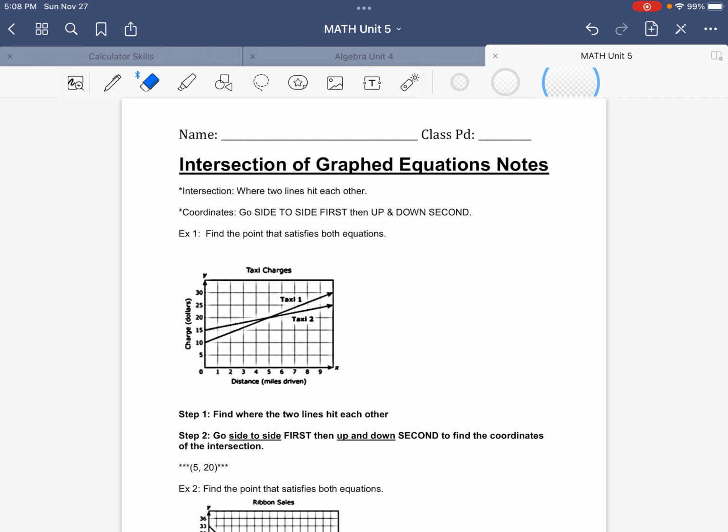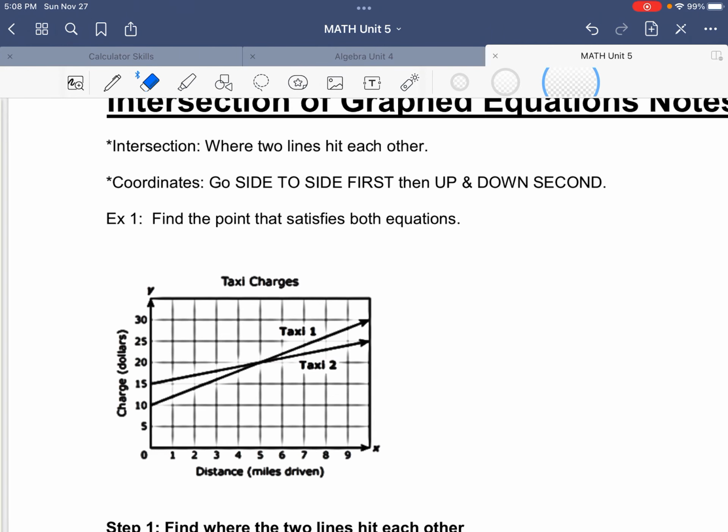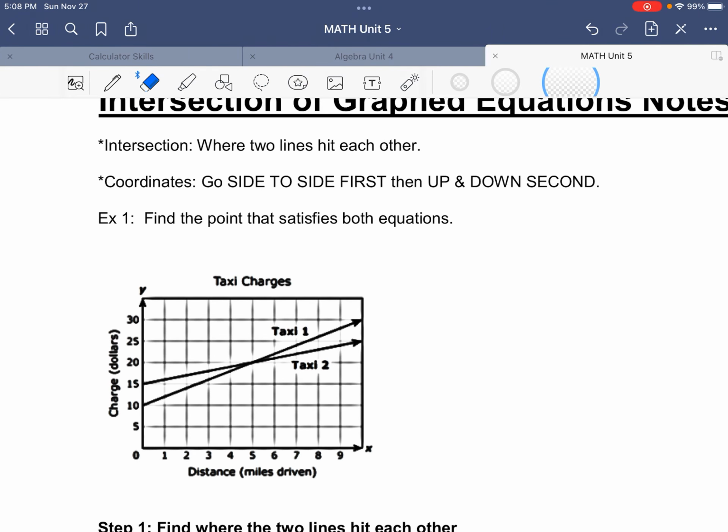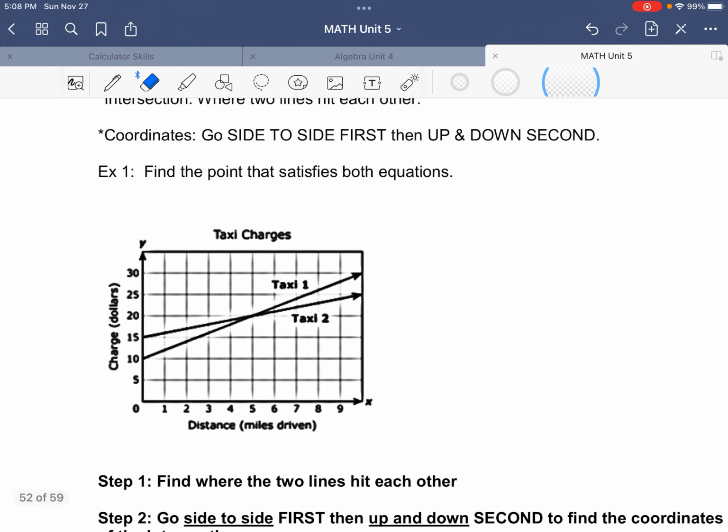Let's get started. We're going to talk about intersections of graphed equations. As you know, an equation can be graphed on a coordinate plane as a straight line, or as any other type of line. If you have two equations graphed on the same coordinate plane, the place where they intersect is called the intersection, or the point of intersection.